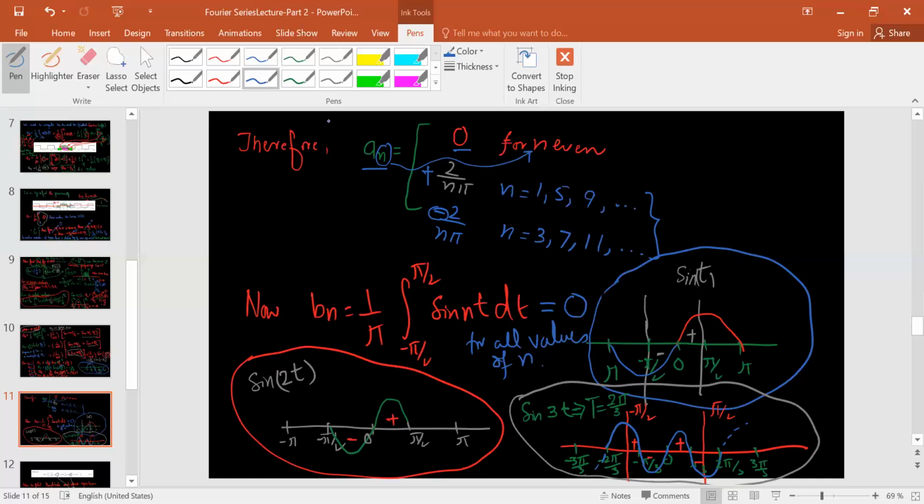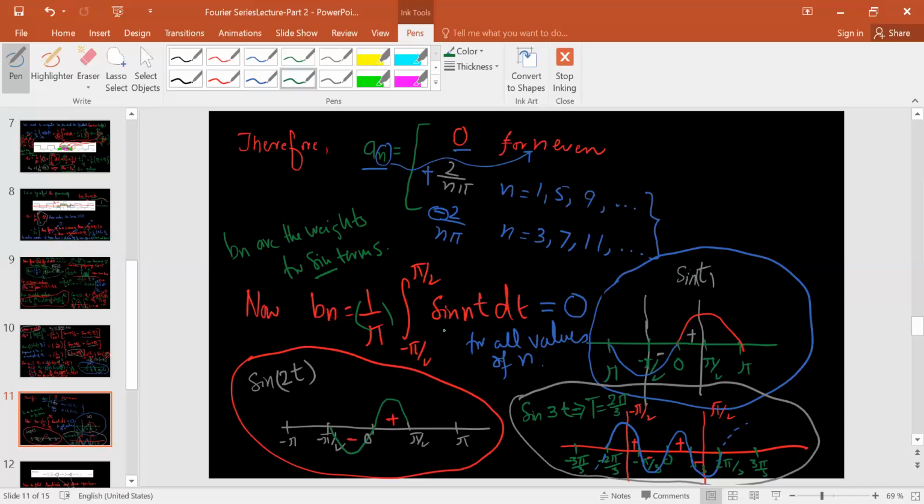Okay, and now let's look at the bn. bn are the weights for the sine terms. And for the sine terms, these weights are 1 over pi, and then there's an integral from minus pi by 2 to plus pi by 2 of sine nt dt.